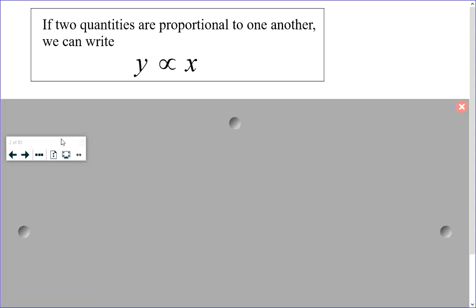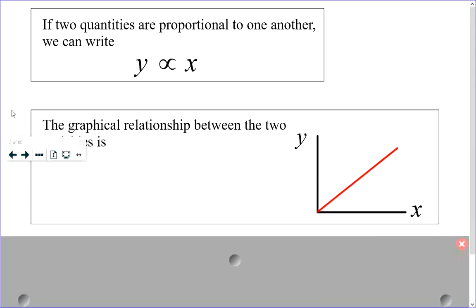What does it mean when I say y is proportional to x? Well, that little kind of fishy shape is a proportionality symbol. And what it means, basically, graphically, is this. That's what it means. It means that in a perfect world, if y is proportional to x, when y is 0, x is 0, and it goes up with a constant slope.